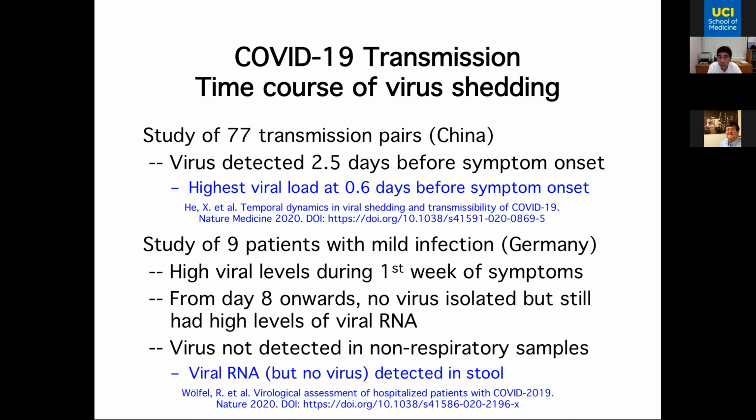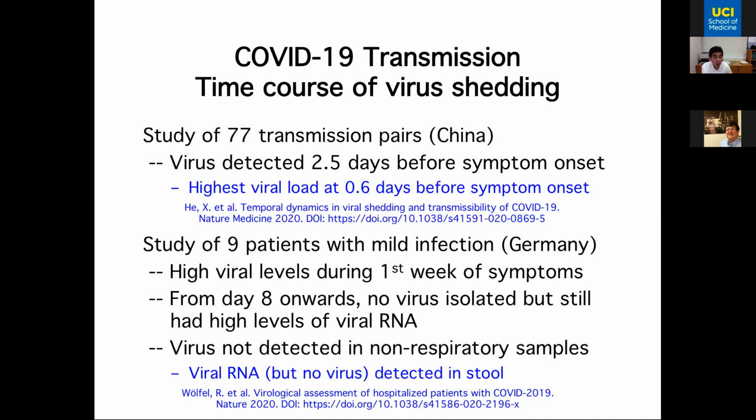We now know quite a bit about the time course at which an infected patient sheds the virus. They've looked at transmission pairs in China. So this would be two individuals where one person acquired the infection from another person. The advantage of these studies is you can actually then study the secondary case before they have symptoms. So the virus is detected 2.5 days before that second case had symptoms, and the highest viral load was half a day before symptom onset. So this is very useful information. So what this tells us here is that someone can be shedding virus for several days before they develop symptoms.